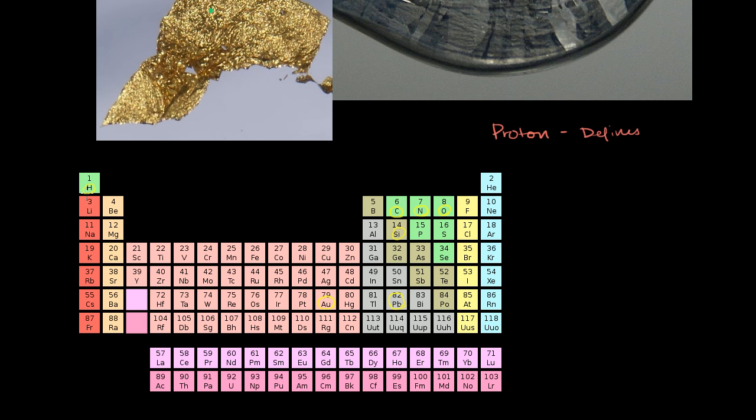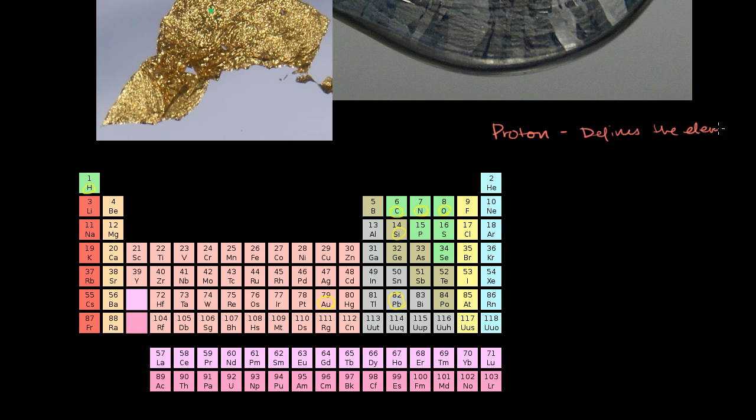So by definition, hydrogen has 1 proton. Helium has 2 protons. Carbon has 6 protons. You cannot have carbon with 7 protons. If you did, it would be nitrogen. It would not be carbon anymore. Oxygen has 8 protons. If somehow you were to add another proton to there, it wouldn't be oxygen anymore. It would be fluorine. So it defines the element.